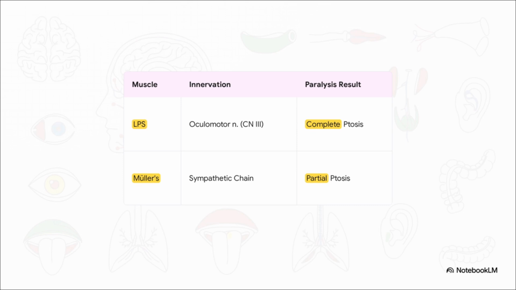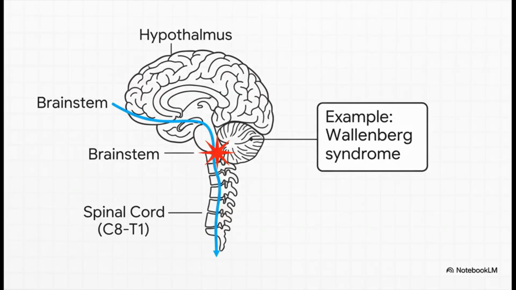But there's a second, smaller muscle called Mueller's muscle. It's a smooth muscle and it gives just a few millimeters of extra lift. And this muscle is innervated by the sympathetic system. So Horner syndrome only affects Mueller's muscle, which is why you only get a much milder, partial ptosis. Now, this sympathetic pathway is a 3-neuron chain.